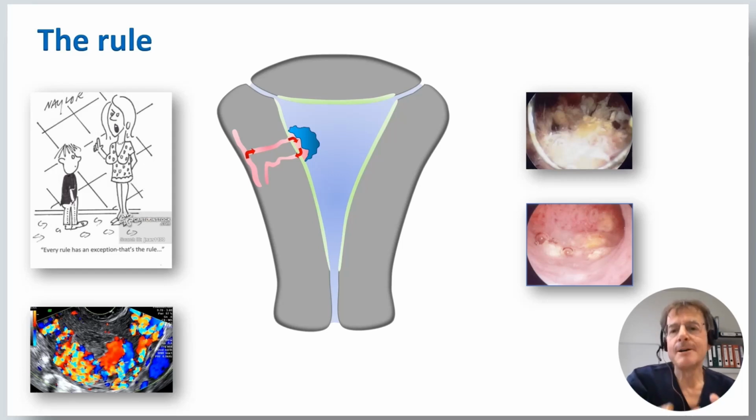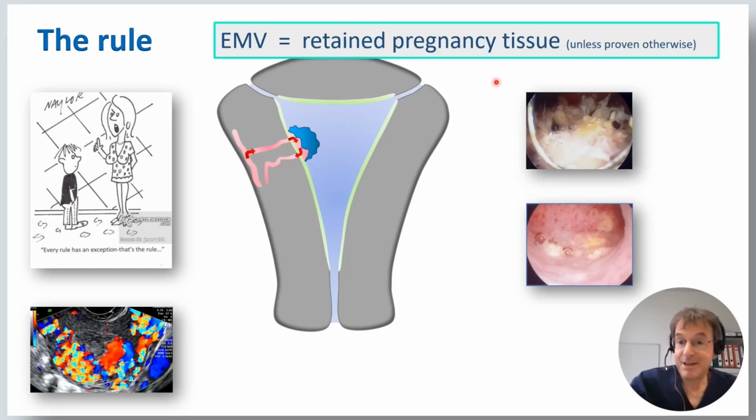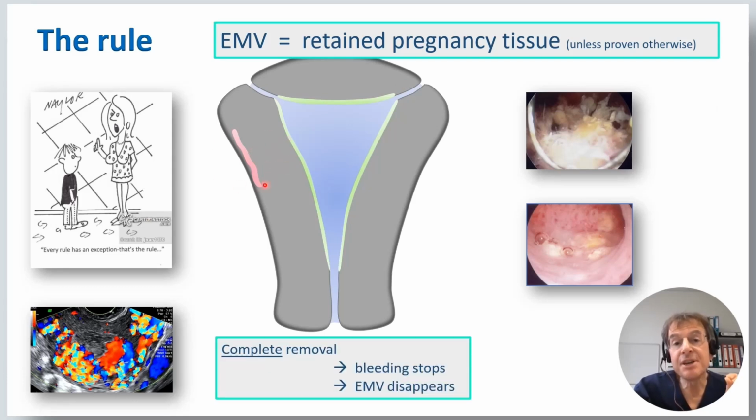Most, if not all, enhanced myometrial vascularity that you will see in your career is pregnancy related and is not a malformation. And why is it important? Because if you see some enhanced myometrial vascularity in someone who has been pregnant recently, it is most likely to be retained pregnancy tissue. And if you remove the tissue completely, you will see the vessels disappear, and if there is bleeding, the bleeding will stop. Okay, that's the rule. That's the rule, and that's important.